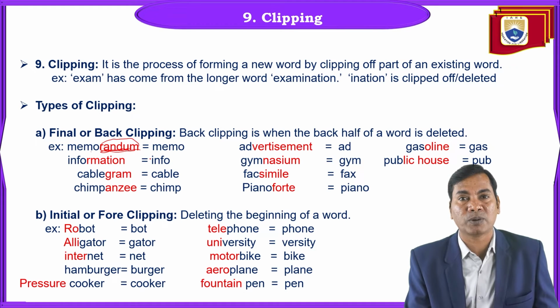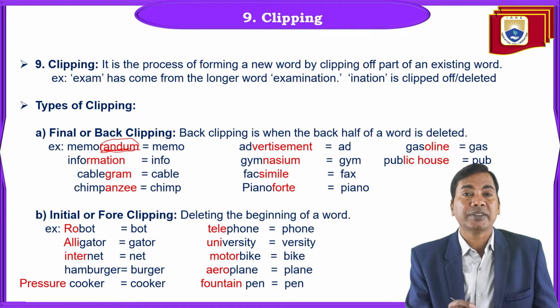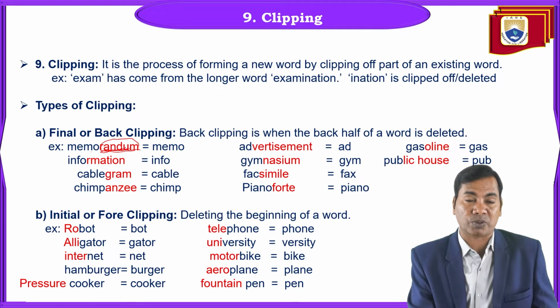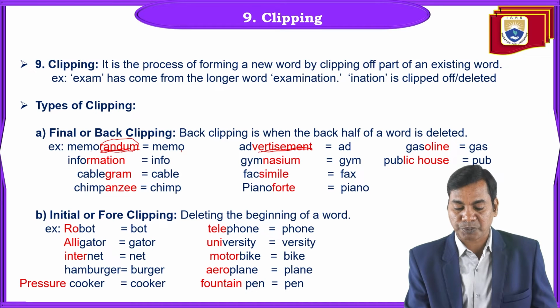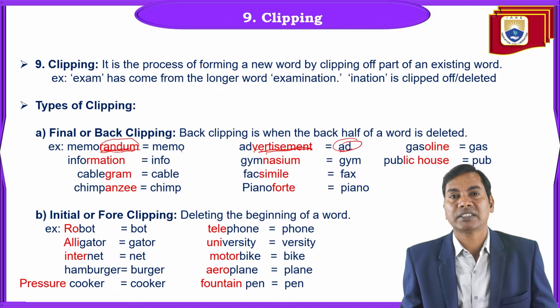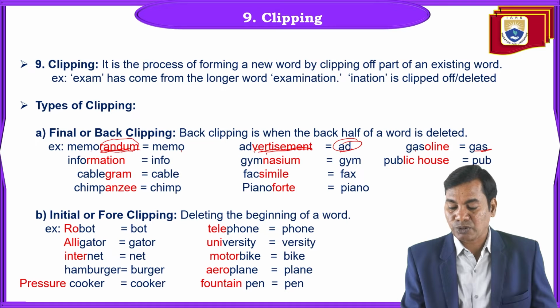How did we get the word memo? By using back clipping or final clipping, simply by removing the last part of that word. What is the last part in the word memorandum? Random. If you remove that last part from memorandum, then there exists only the word memo. Now, advertisement. If you remove the last part in advertisement, then ad remains. So we have got the new word ad with back clipping. And we've got gas from the word gasoline.